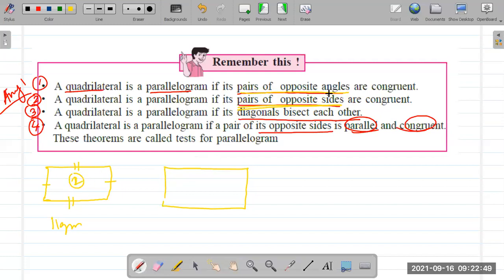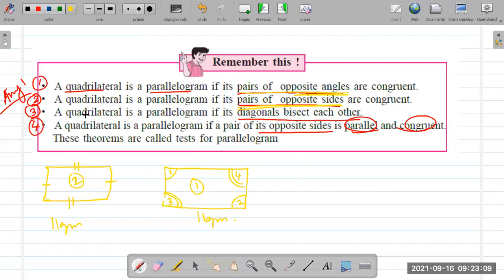If the opposite angles are congruent, that is, 1 is congruent to 2. Let me mark it in a different way. If the opposite angles are equal or congruent, then we can say that yes, this is a parallelogram. This is the first theorem.